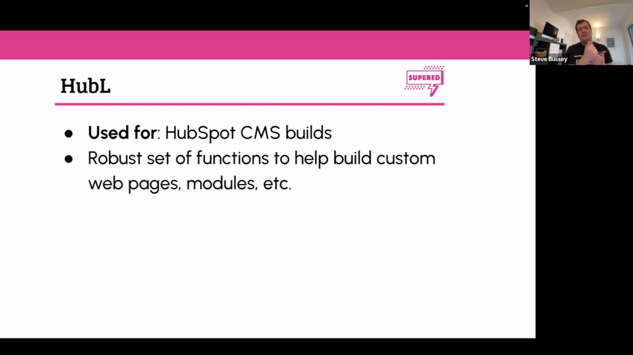So HubL is the first one. If you've ever done a HubSpot website build out using the CMS Hub and you had to do any type of custom development or make a custom website template, then you've probably used HubL. Basically, it gives you a set of functions for building out custom web pages and modules. This is very useful for building websites, but in terms of enhancing the actual experience of the CRM, you wouldn't use this for that. So this is a different use case.